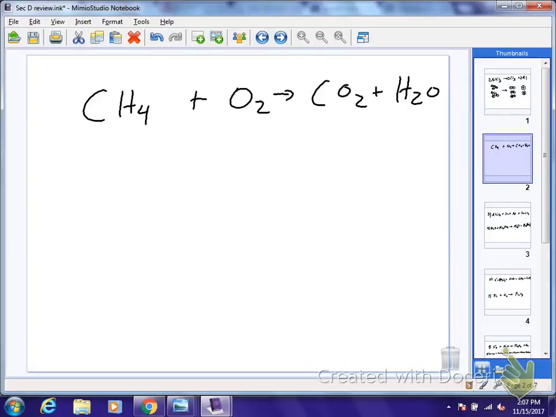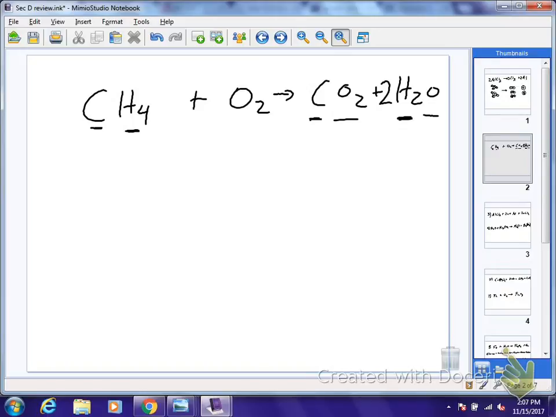Second one, again, I would balance it. You leave the oxygens for the end, because over here you got 2 oxygens and you say, I'm going to wait and do those at the end. Carbons look to be balanced. Hydrogens are not balanced. There's 4 here, and over here there's 2. So I need to put a 2 in front of that, and what that does is it gives me my 4 hydrogens.